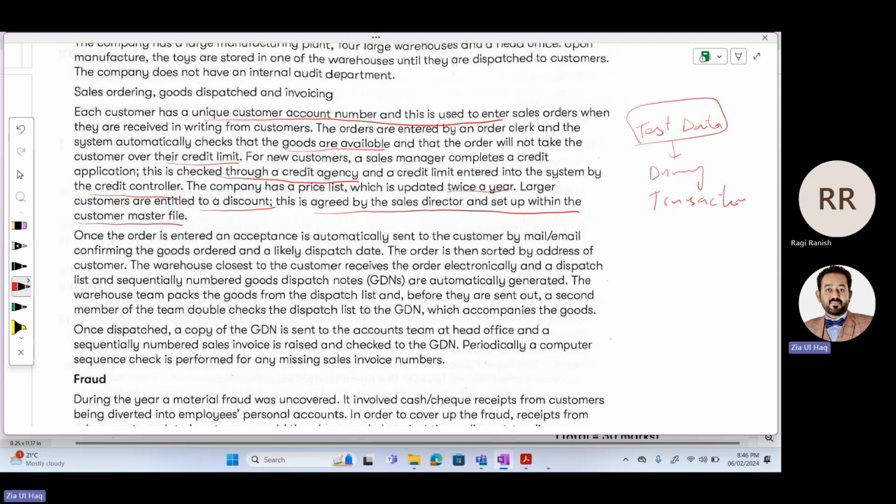Using test data, we will enter a discount for the customer into the system to check the system is rejecting the entry.